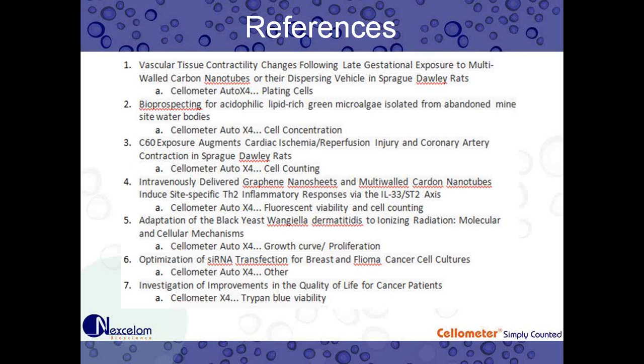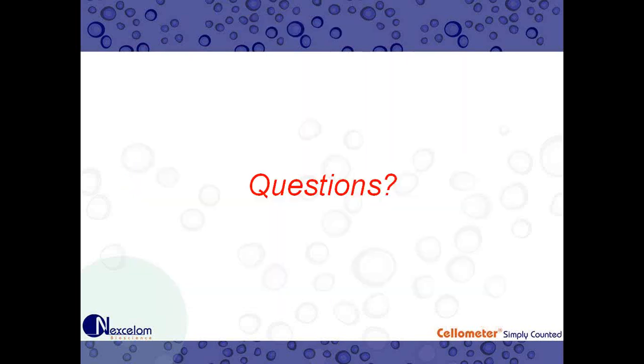So lastly, we have some references here. I mentioned in the beginning, I talk about X4. The X1 and X2 systems are very new to Nexcelom. It's about 6 months since they've been released. So currently, all of our references regarding small cells are for the X4, which is our older small particle counter. X4 has user-exchangeable filter modules, and there's 7 publications here that can be found on our website that reference the Cellometer X4.